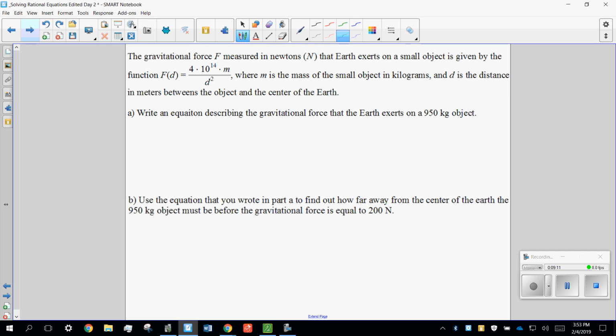So we got the force, the gravitational force on an object is given by a formula. M is the mass of the object. E is the distance between the object and the center of the Earth. So we need to write an equation describing the gravitational force that the Earth exerts on a 950 kilogram object. So that would be the force is 4 times 10 to the 14th times the mass of the object, 950 kilograms, divided by the distance between them squared.